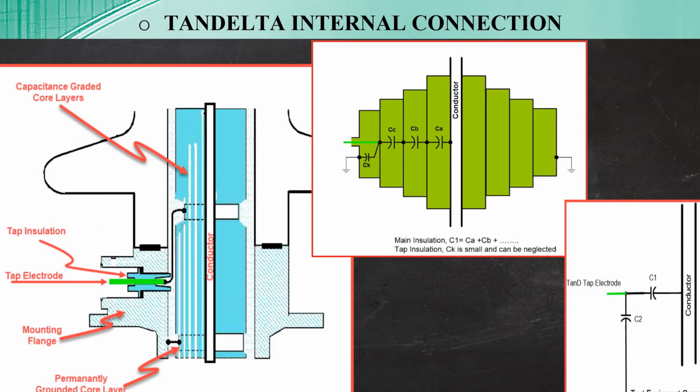Now we will see the tan delta internal connection. Here basically we will see two things: how the tan delta point is provided and how capacitances are formed. You must remember, if you understand these two things, tan delta testing becomes very easy.